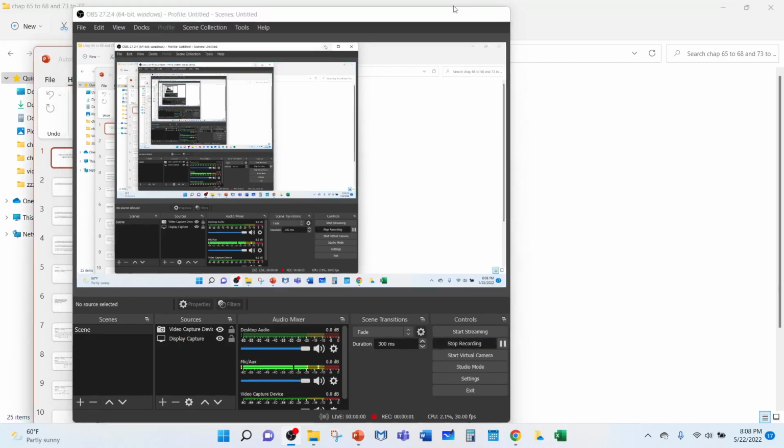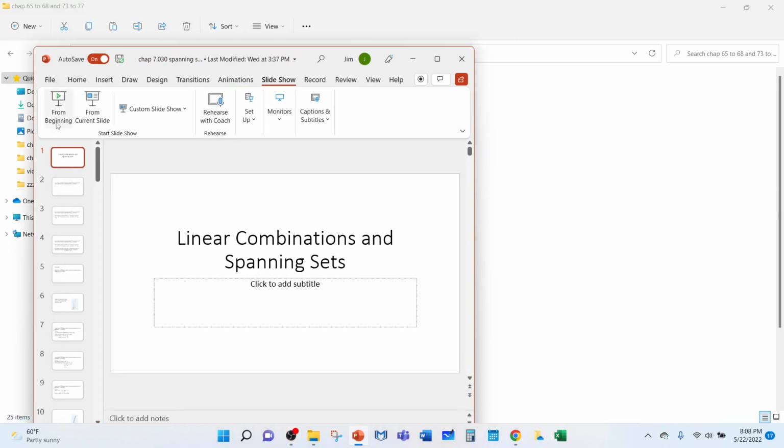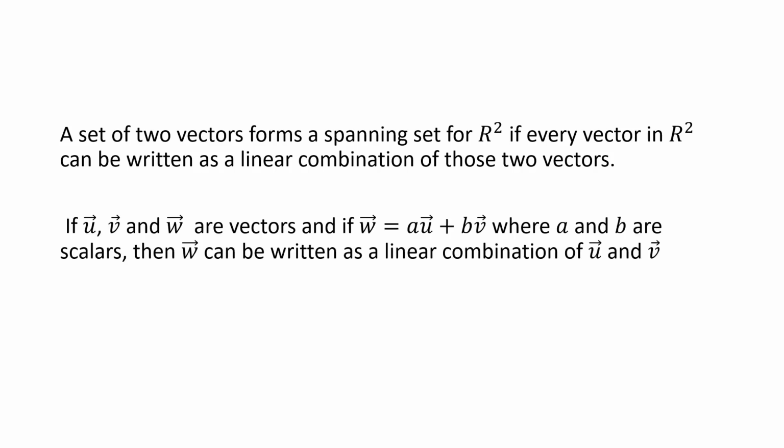In this video, we're going to talk about linear combinations and spanning sets. A set of two vectors forms a spanning set for R2 if every vector in R2 can be written as a linear combination of those two vectors. So, what does linear combination mean?